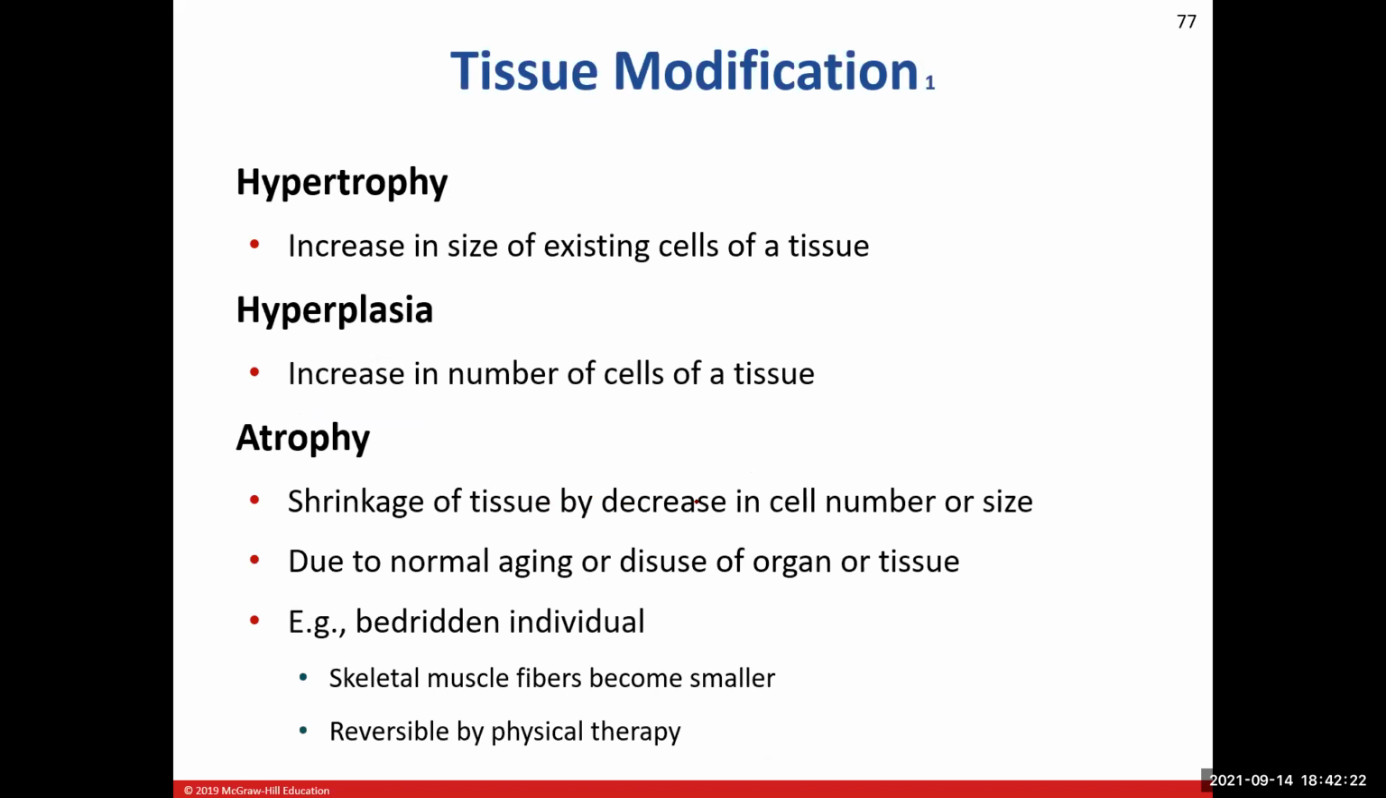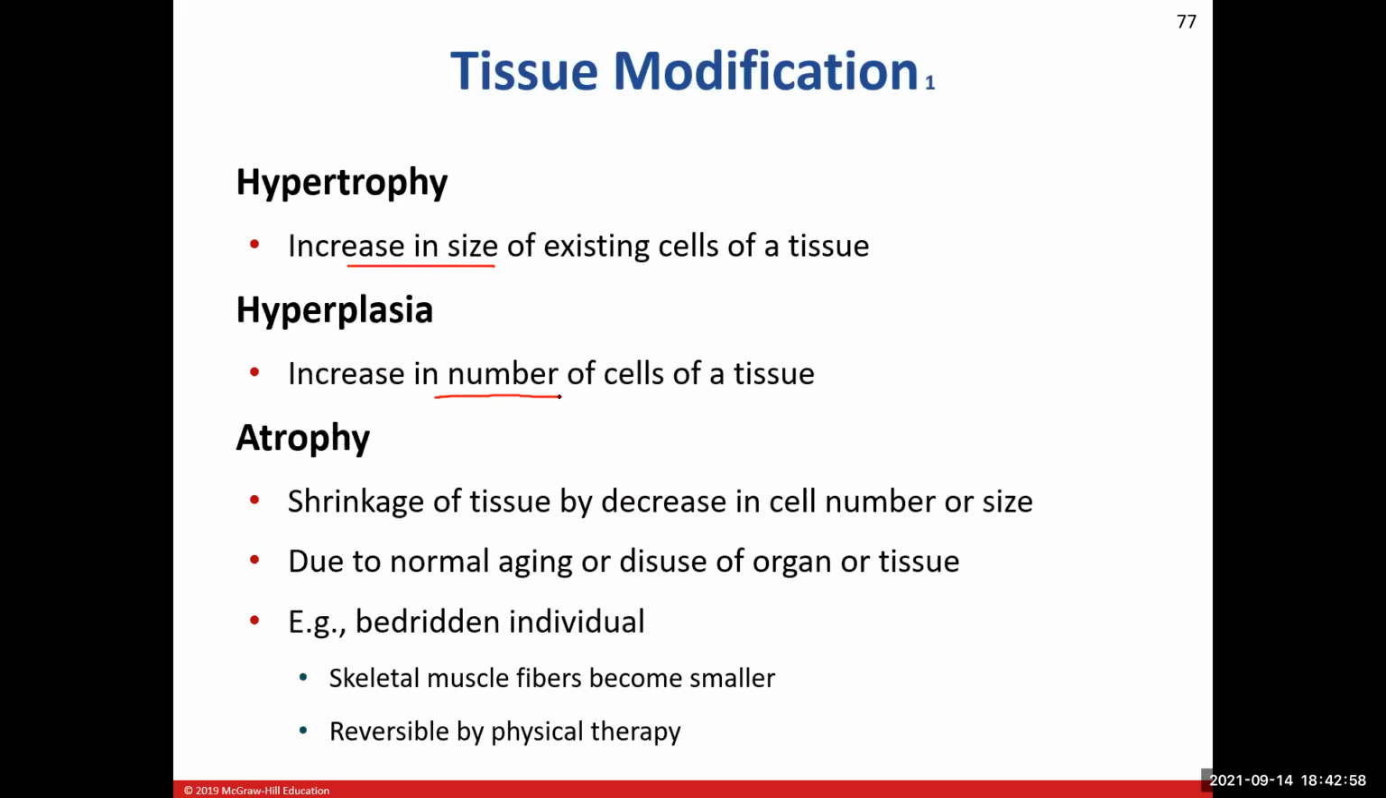All right, let's talk about some tissue modification. I've mentioned this before, all right, and you need to know some of these terms here. And just a quick review. I told you this is going to be a review chapter. All right, when we talk about our tissue modification, the first term there, hypertrophy, refers to an increase in size of the cells of the tissue there, okay? Hyperplasia refers to an increase in number of the cells of a tissue.